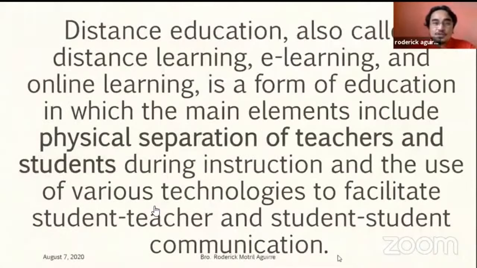So just to summarize, our answer for the first question is what distance education or distance learning is. Distance education is also called distance learning, e-learning, and online learning. It is a form of education in which the main elements include physical separation of teachers and students during instruction, and the use of various technologies to facilitate student-teacher and student-student communication. Remember, when we say technologies, we're not only talking about digital technologies.